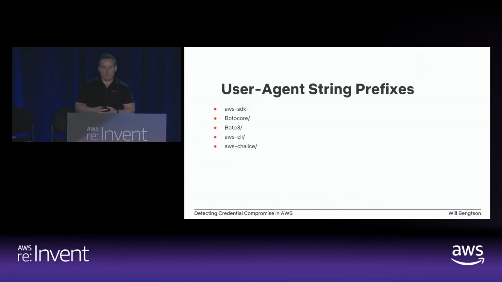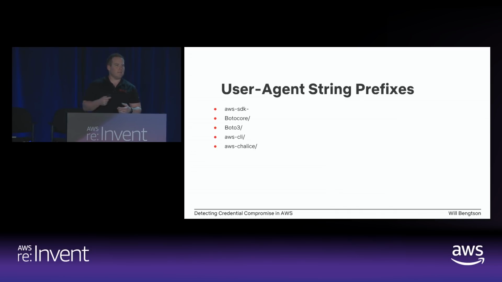The user agent strings that you might see are AWS-SDK-, typically the language name/version/uname. And then you've got the four Python variants: Botocore, Boto3, the AWS CLI is actually Python-backed.